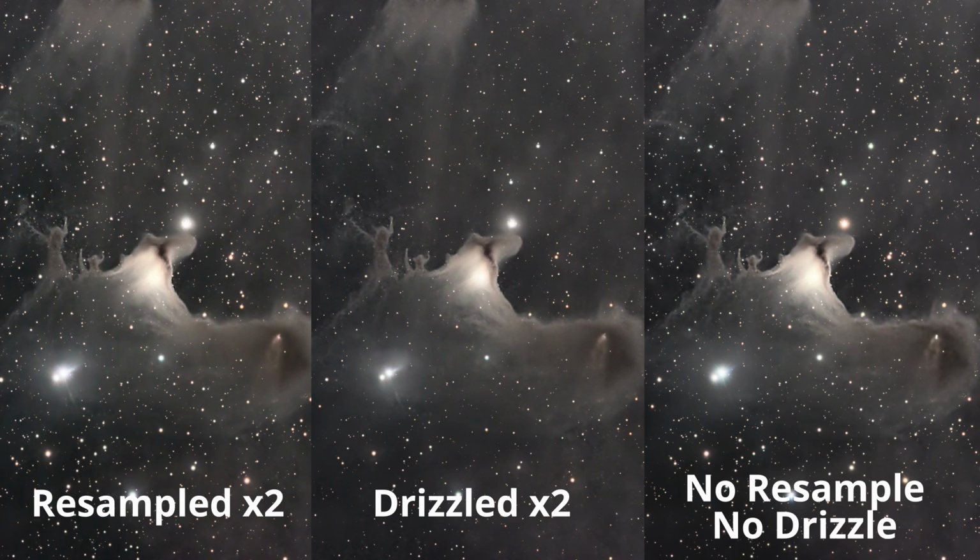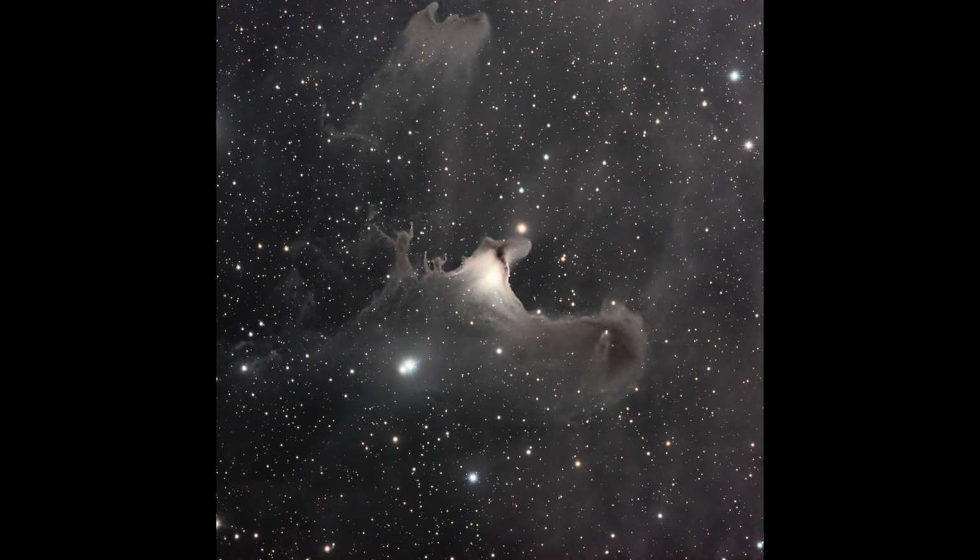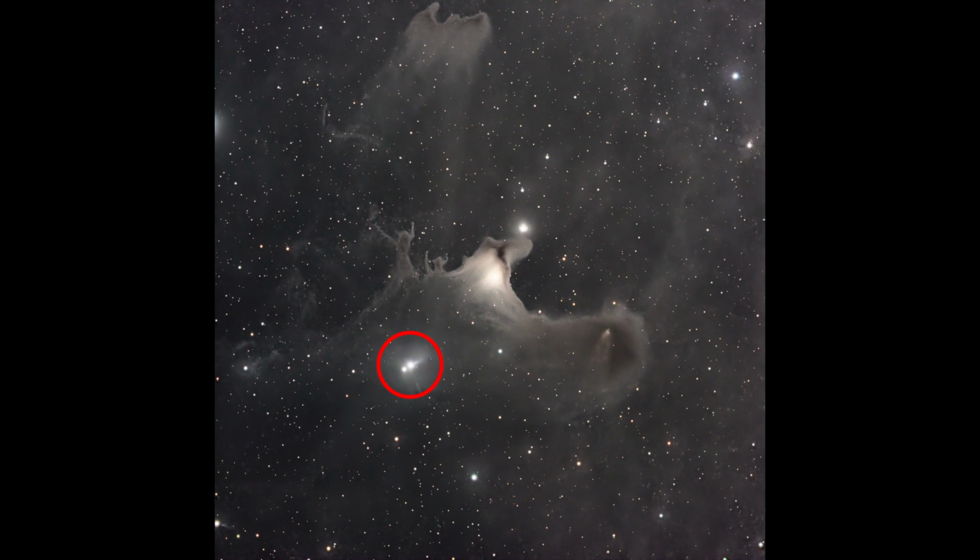Let's take a closer look at each image. Each one has its own pros and cons. This is the original stacked image, no resample, no drizzle. And the advantage here is the stars. Both resampling and drizzling have a way of amplifying any defects within stars. Compare the blue and red pair just below and to the left of the main nebula here, with the resampled version of this star here. And then the drizzled version of this star here.